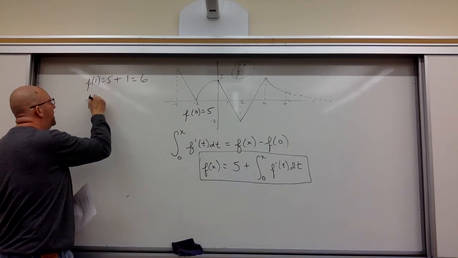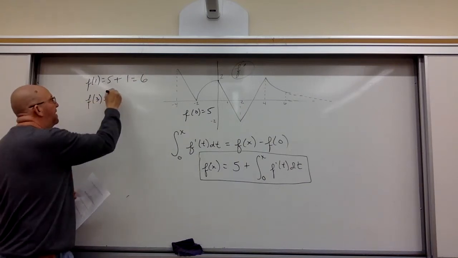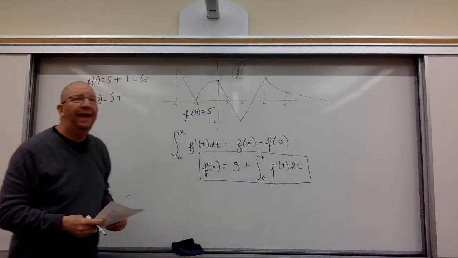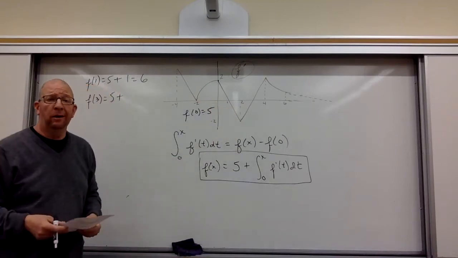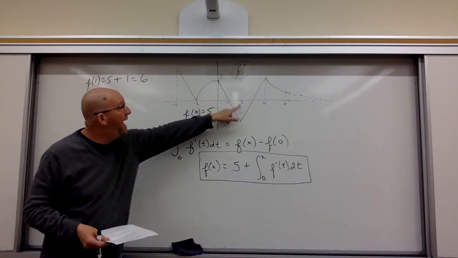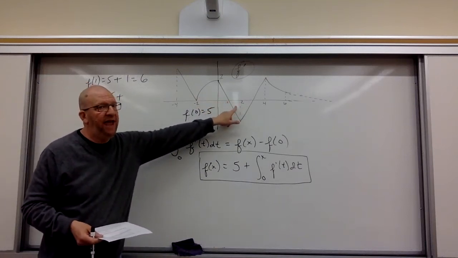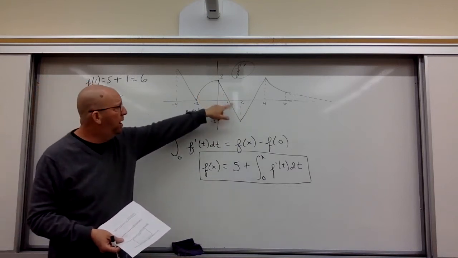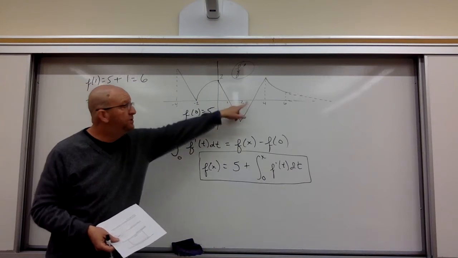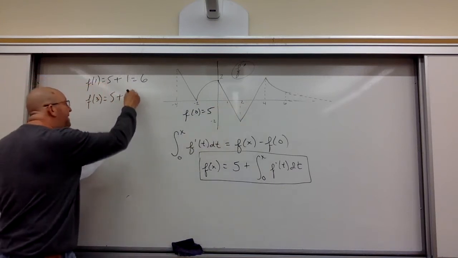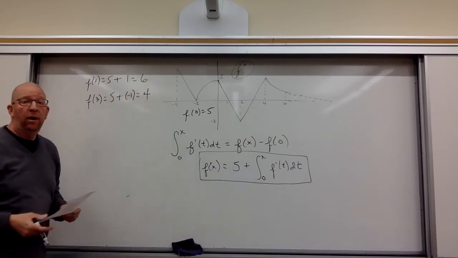How about f of 3? That's going to be 5 plus the integral of 0 to 3. Hey, knuckle dragger, once again, 1/2 bh, but this one's negative, isn't it? That's right. So we've got 2 times 2 times 1/2, so that's going to be -1. So 5 plus -1, and we'll get 4.